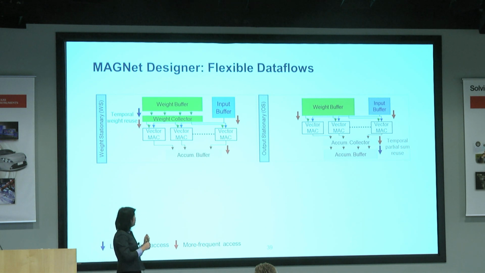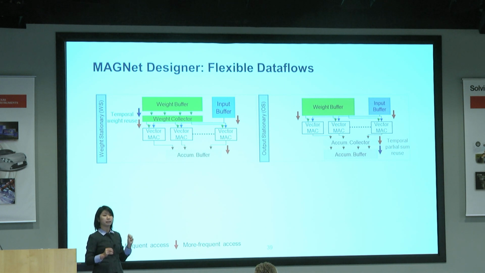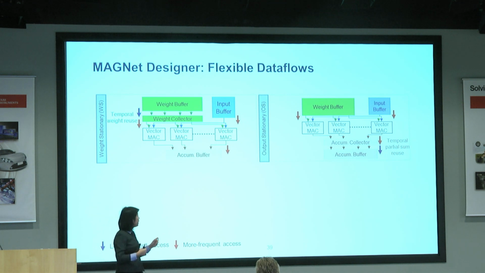Output stationary data flow, instead of focusing on the weight access, focuses more on the accumulator access, basically the partial sum access. This is really important, especially when you think of precision, because the partial sum always has a higher number of bits to keep the computation running correctly. So when you optimize for output or partial sum access, typically we add another register to store the partial sum temporarily. Then you don't need to go to the accumulation buffer too frequently. But the downside is that you always need to fetch a new weight from your weight buffer.